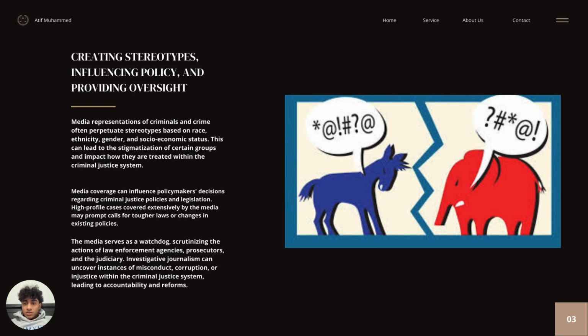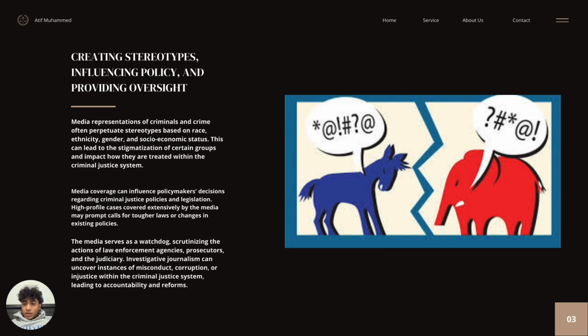An example of this would be that the disproportionate portrayal of African Americans as criminals in news coverage and entertainment media contributes to racial stereotypes. For instance, the overrepresentation of black individuals as perpetrators of violent crimes perpetuates harmful stereotypes and fuels biases within the criminal justice system. Influencing policy. Media coverage can influence policymakers and decisions regarding criminal justice policies and legislation. High-profile cases covered extensively by the media may prompt calls for tougher laws or changes in existing policies.